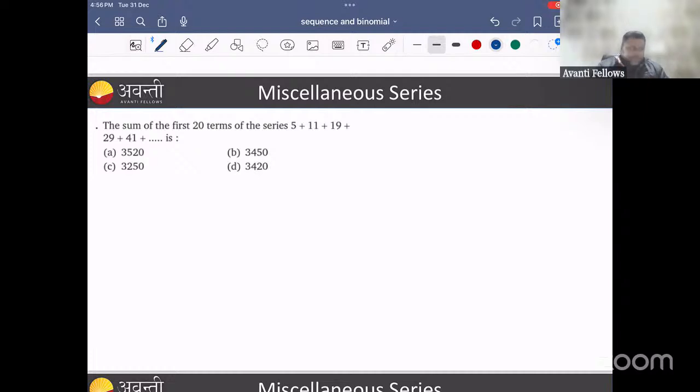Now see, this series has a pattern. What is the difference of terms here? 6. Then here 8. Then 19 and 29, what is the difference? 10. Then 29 and 41, what is the difference? 12. So basically the differences of the terms of this series are in AP. Got it?